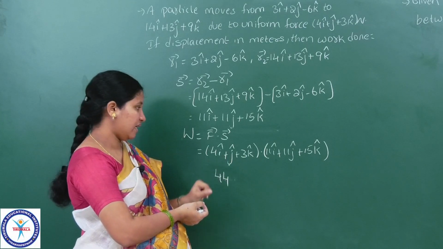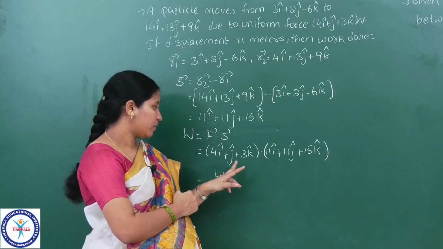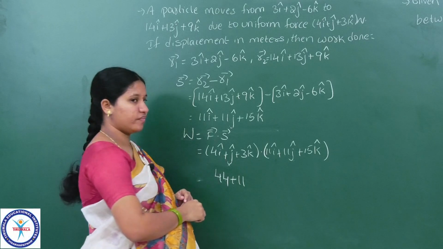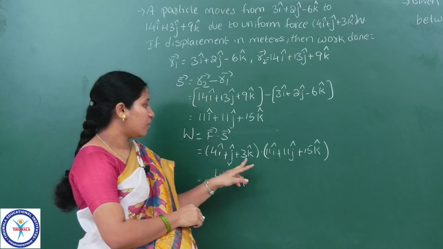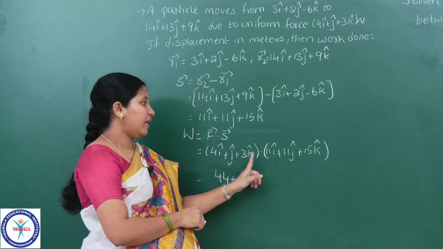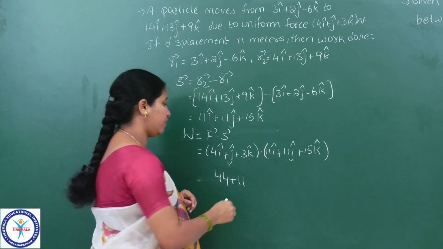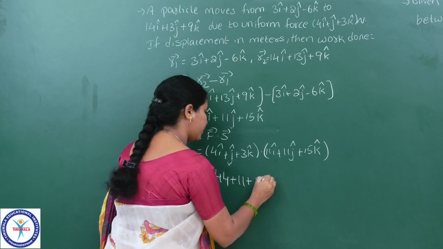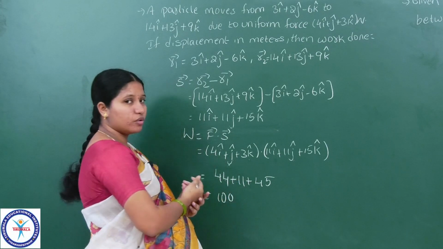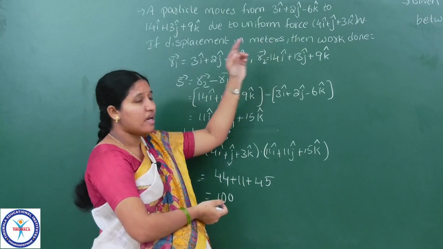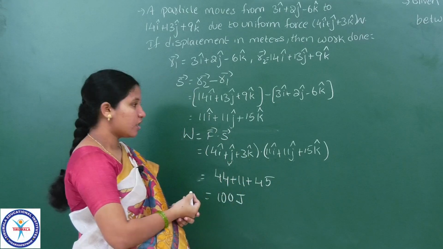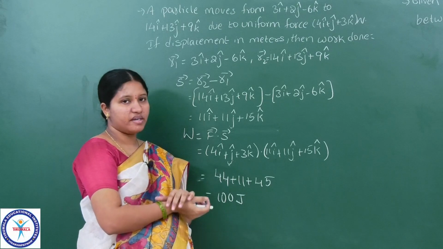Now, coming to j cap, j dot i is 0, j dot j is 1, so 1 into 11 plus 11. Now, j dot k is 0. Now, coming to third term, k dot i is 0, k dot j is 0, k dot k is 1. So, 3 into 15 gives 45. So, on adding these we get 100. So, the units given for force is Newton and for displacement it is meter, hence we can write Newton meter or joule. So, the work done is equal to 100 joules.